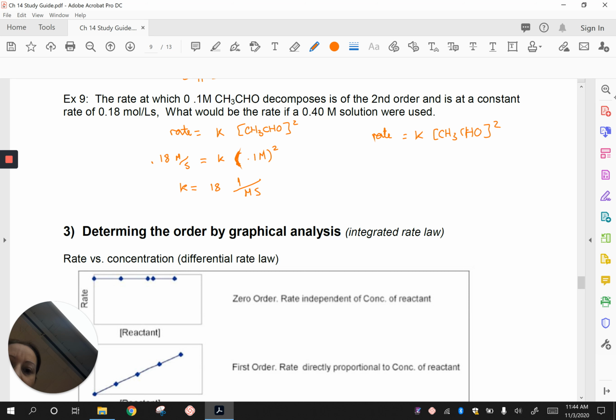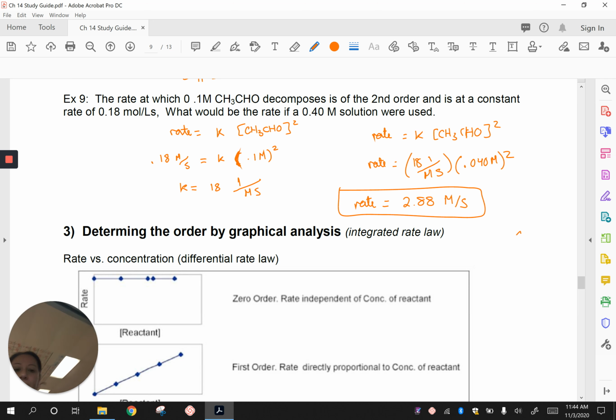And then I could plug it back in here. So rate is equal to my K, which is 18, times 0.40 molar squared. And I can solve for the rate. And it ends up being 2.88 molar per second. And that is my answer.